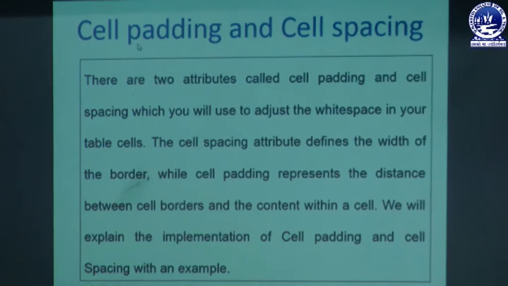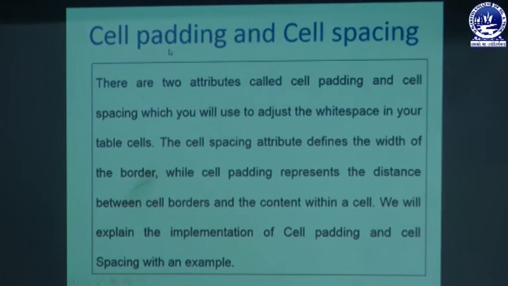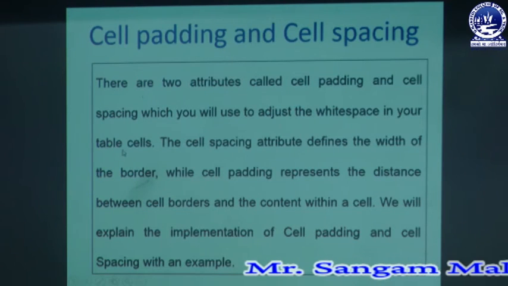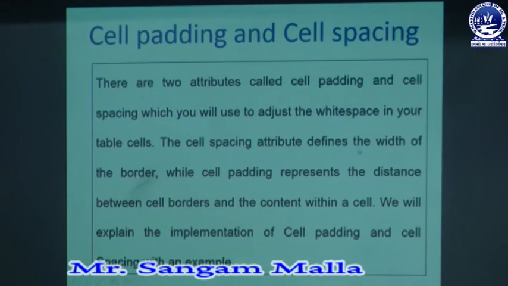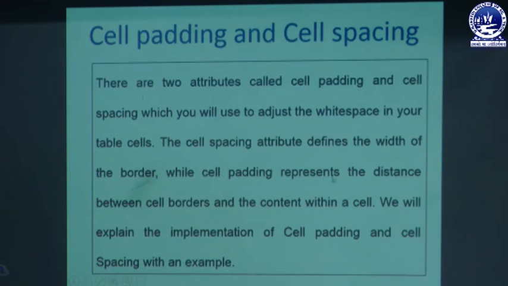Next we have another topic, that is cell padding and cell spacing. So what do you mean by cell padding and cell spacing? There are 2 attributes called cell padding and cell spacing, which we use to adjust the white space in your table cells. The cell spacing attribute defines the width of the border, while cell padding represents the distance between cell borders and the content within a cell. We will explain the implementation of cell padding and cell spacing with an example.